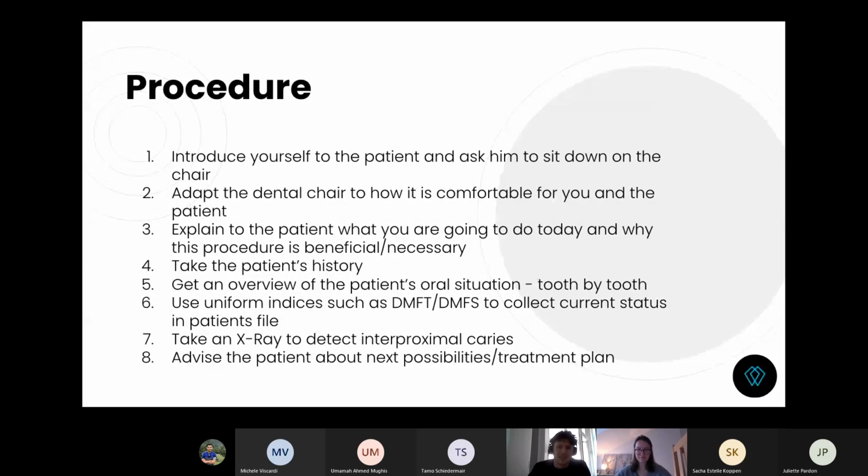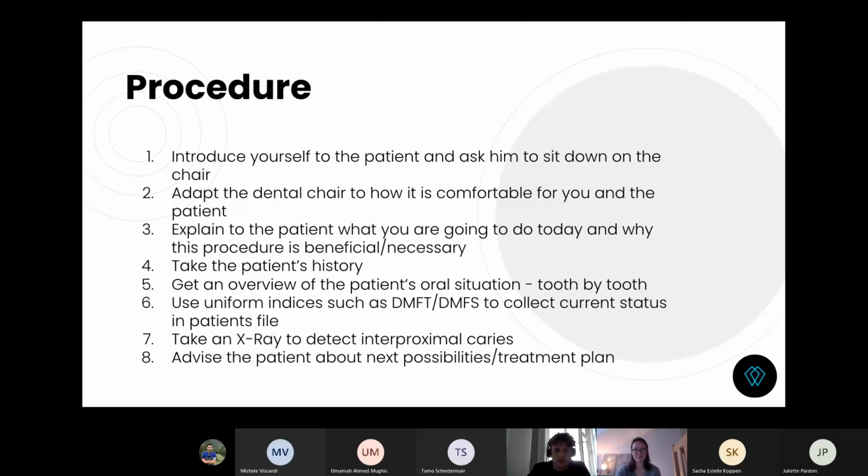Thanks. Okay, just a very small introduction, like a summary. So first, of course, you introduce yourself to the patient, ask them to sit down, preferably in Czech. So before you get your first proper patients in third year, make sure you know at least the basic commands in Czech for the patient, so it's a little bit less awkward. Adapt the dental chair, make it as comfortable as possible for the patient.